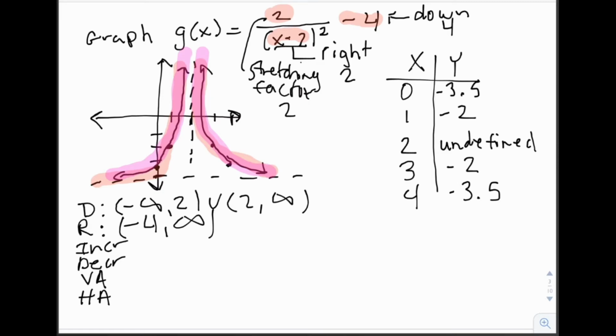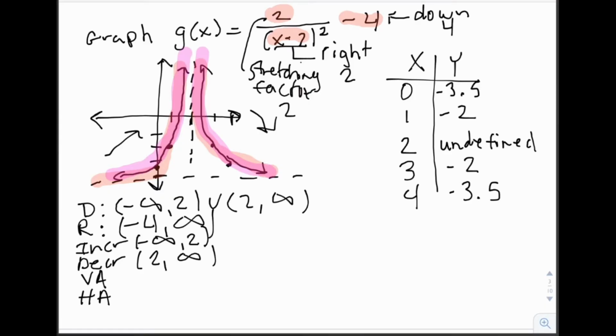Interval of increasing, that's going to be negative infinity to 2. Notice how moving left to right, we move in an upward direction. And then from 2 all the way to positive infinity, notice how we move in a downward direction, so that will be our interval of decreasing. So interval of increasing, negative infinity to 2, and decreasing, 2 all the way to positive infinity.